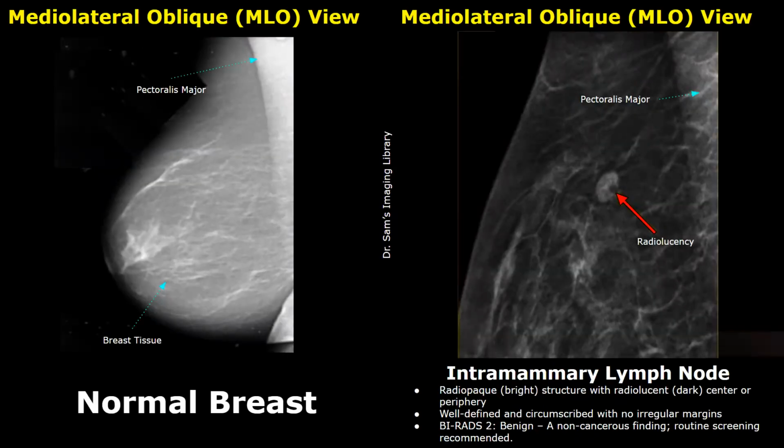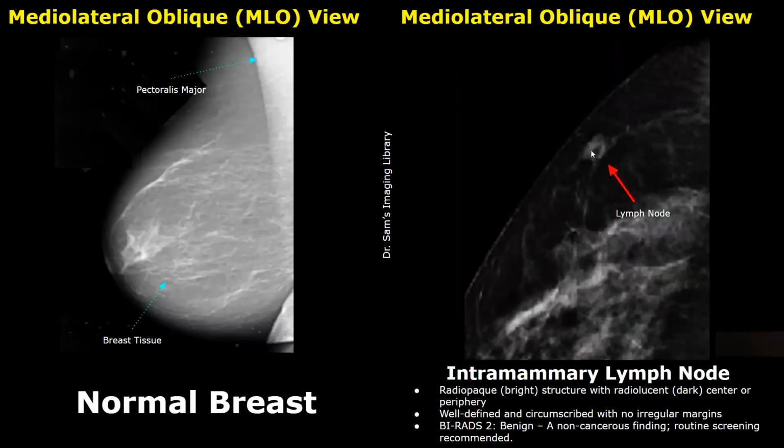This is an image that shows an intramammary lymph node. Normal breast lymph nodes will have a radio-opaque, bright structure with radiolucent center or peripheral area. The lymph node will have a small gray area, usually in the center or its side. This is a feature of a normal lymph node on mammography. It will be well defined and circumscribed with no irregular margins. Intramammary lymph nodes are given a score of BI-RADS 2.